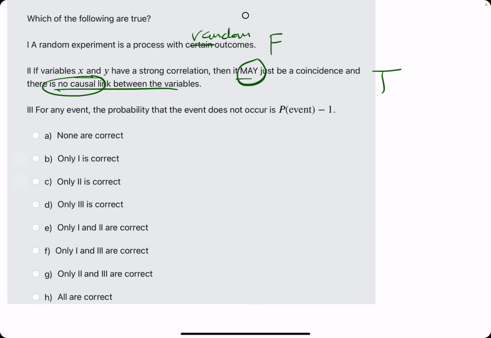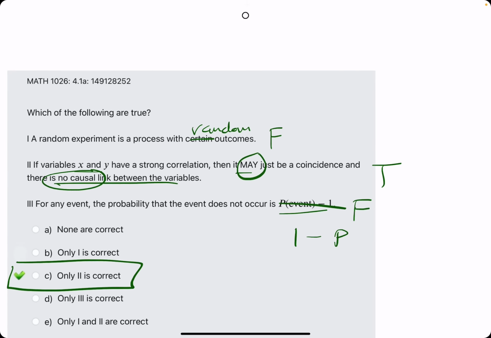All right. Number 3, for any event, we've seen this 100 times. It should be 1 minus P, not P minus 1. So that's false. Looks like only 2 is correct.